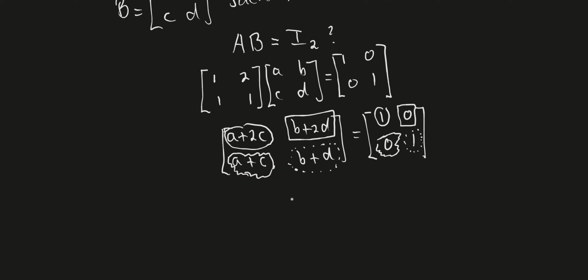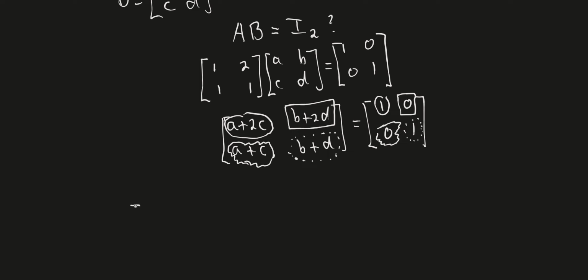So let's write them down. So this implies that A plus 2C has to be equal to 1, and then A plus C has to be equal to 0. And it's kind of interesting that the equations that I get from this column only involve A and C. So it's almost like I could solve this system independently, because this is now a linear system and I can figure out what A and C are.